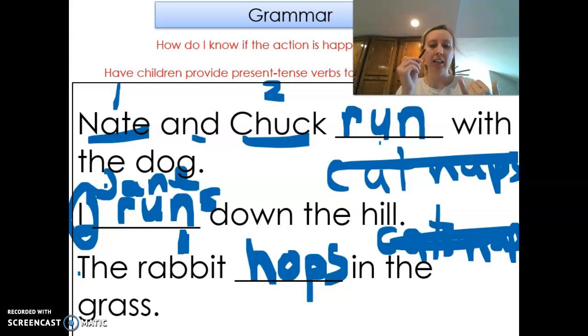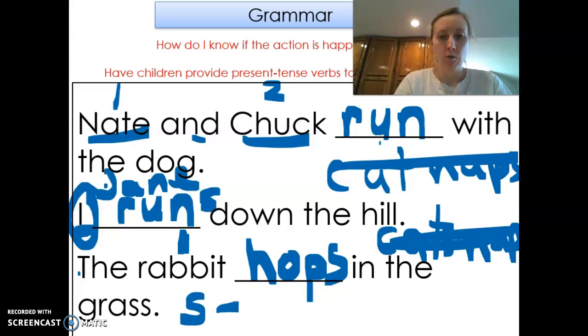But if I'm saying the name or one thing, like the dog sleeps, I do add an S. When I'm talking about one animal or one person by name, Jane, John, Jack, I add an S.